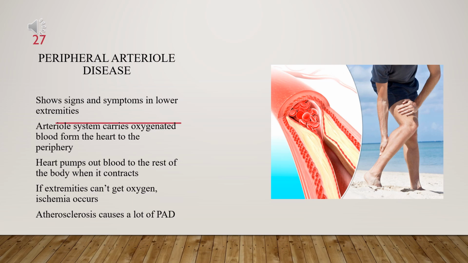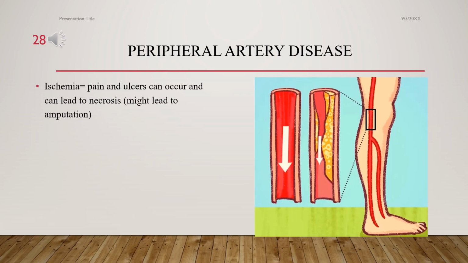So atherosclerosis causes a lot of peripheral artery disease. With PAD, or peripheral artery disease, you're going to see a lot of ischemia. Pain and ulcers can occur and can lead to necrosis, and this actually might lead to amputation because the blood is not getting down there to feed all those muscles.